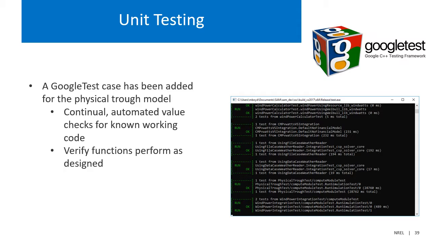Open source SAM is moving to require unit tests be created for all current and newly added compute modules. These serve as automated code integrity checks, verifying that model values are in agreement with expected results. They also help catch unintentional side effects of other code modifications. As such, a unit test for the physical trough model has been created.